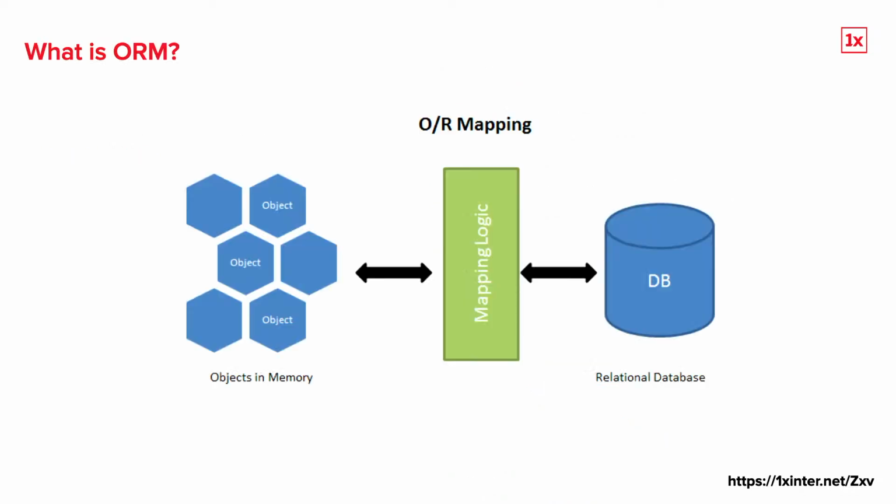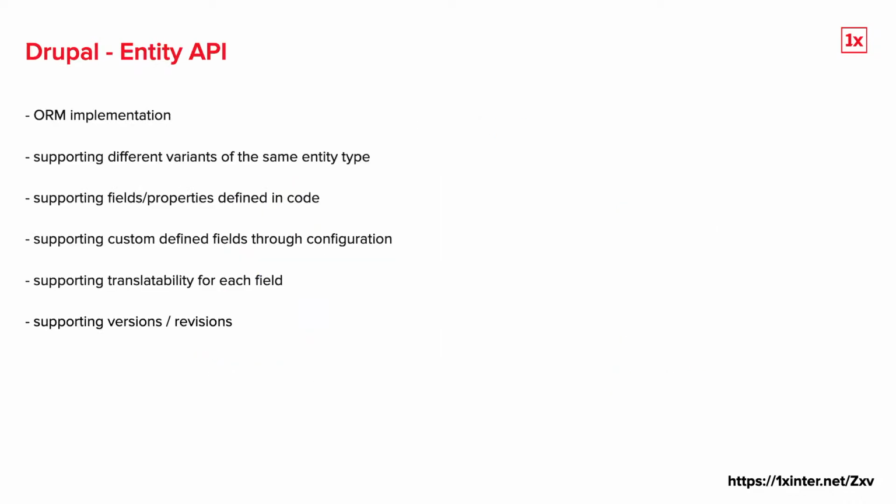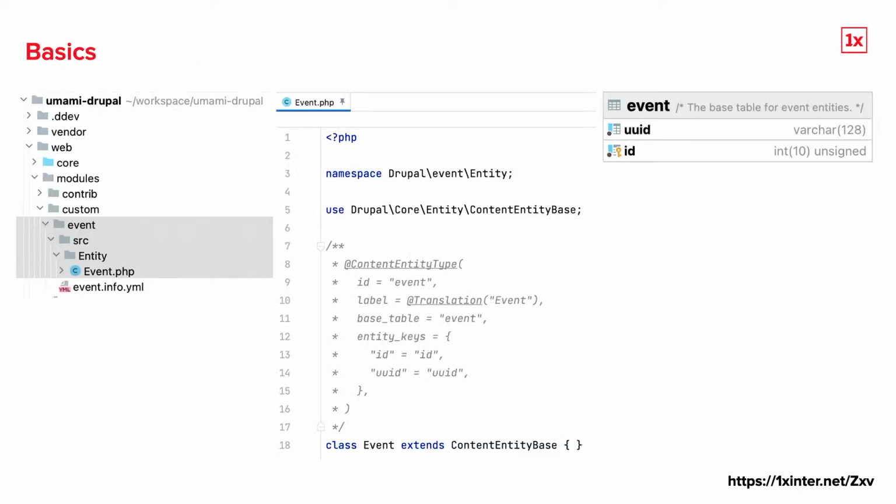Okay, what is an ORM? An ORM is a technique to map objects with data in relational databases. It's as simple as that. So the Drupal Entity API implements ORM, and it supports different variants of entity types. It can have fields, properties that are defined through code, and such that are defined through configuration. Further, we can have support for tracking of these changes in these fields, like through revisions, and we can have translatability.